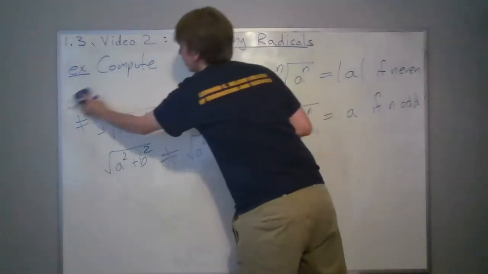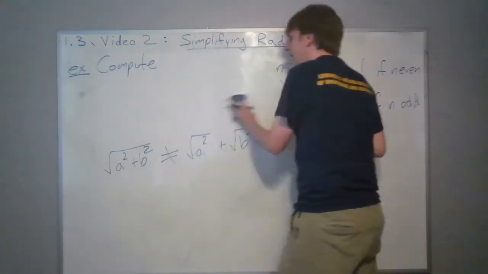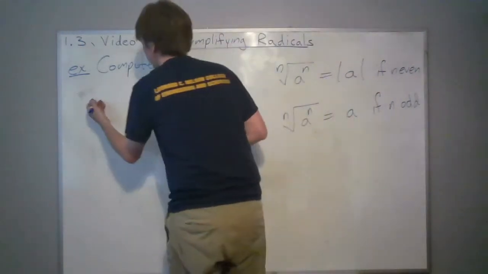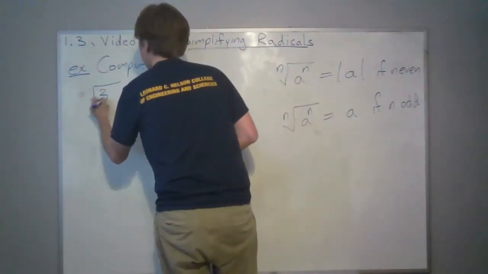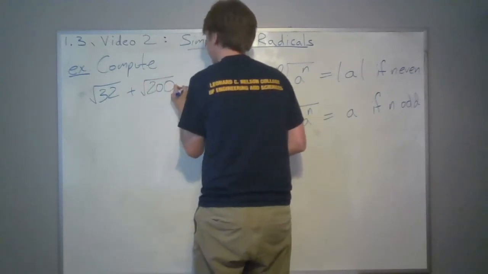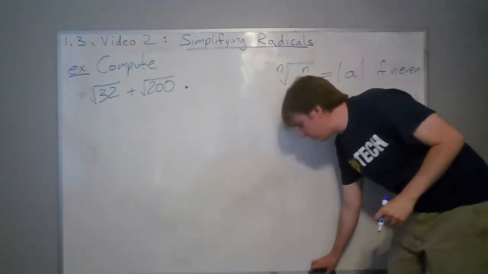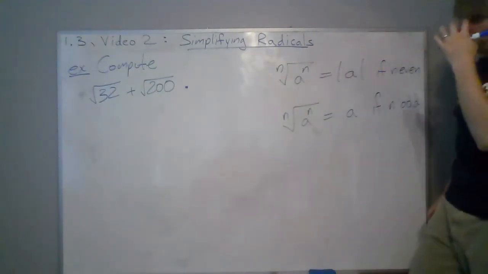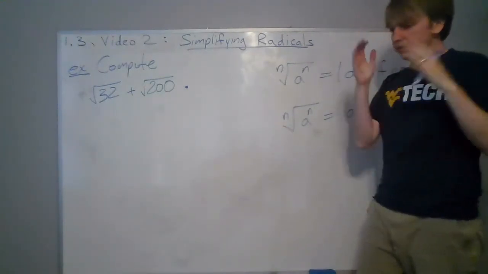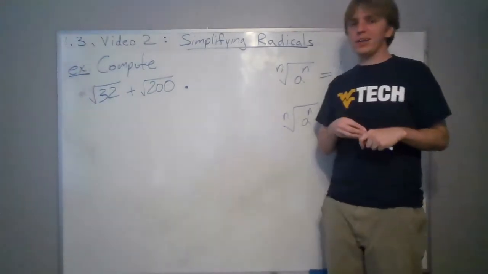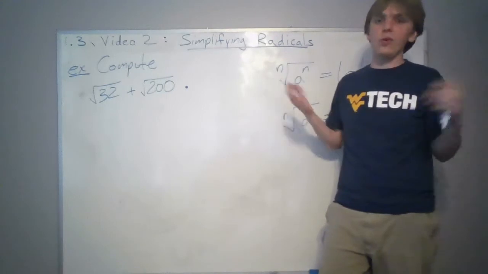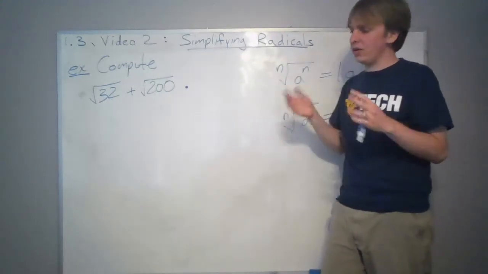I want to try a way that we can actually compute a sum of two radicals. So I'm going to take the square root of 32 and add it to the square root of 200. If you sit there and think for a while, you're not going to be able to come up with a number times itself that spits out 32. It's not a whole number. Same thing for 200. It's not a whole number.